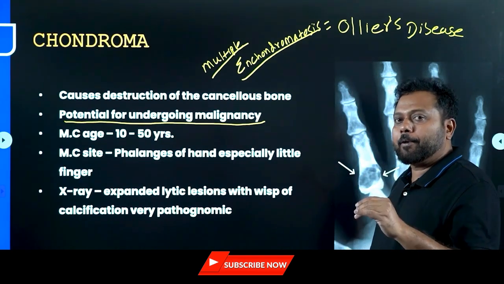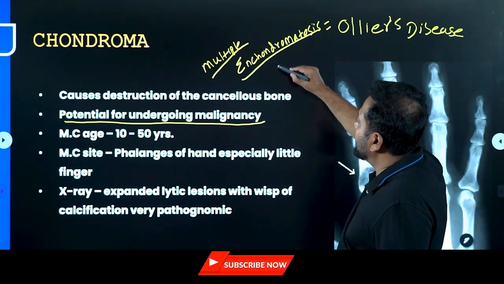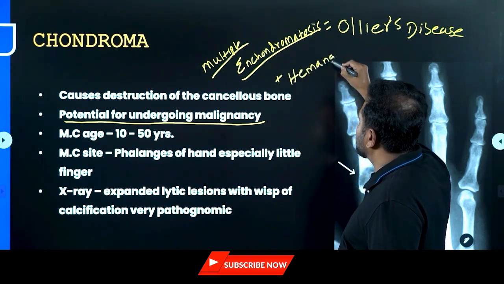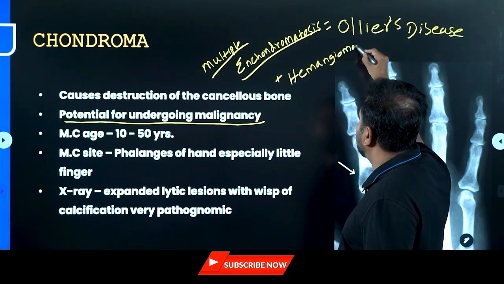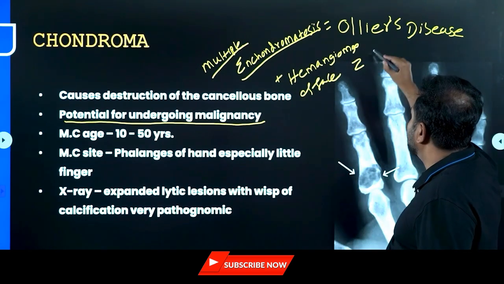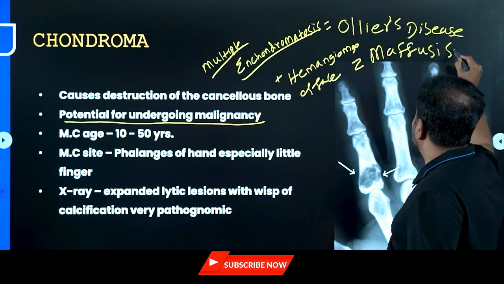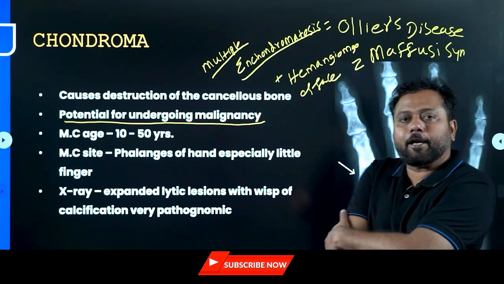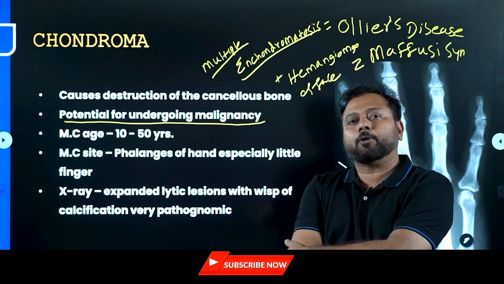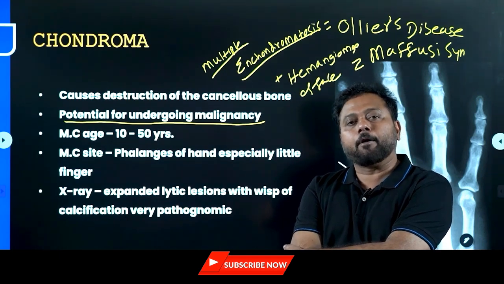If multiple enchondromatosis is associated with facial hemangiomas, that is, enchondromatosis with hemangiomas of the face, it is called Maffucci syndrome. Very important. So there are two variants of enchondroma. Simple enchondroma is one entity. Multiple enchondromatosis is called Ollier's disease. Enchondromatosis with facial hemangiomas is called Maffucci syndrome.